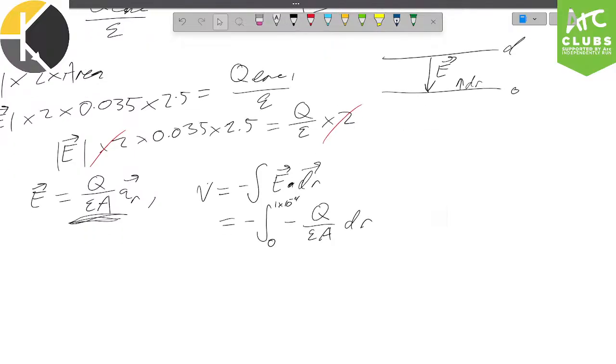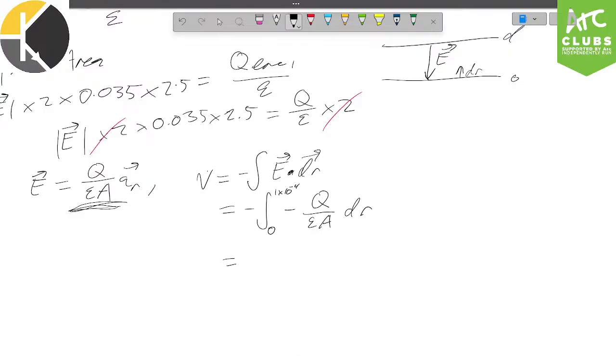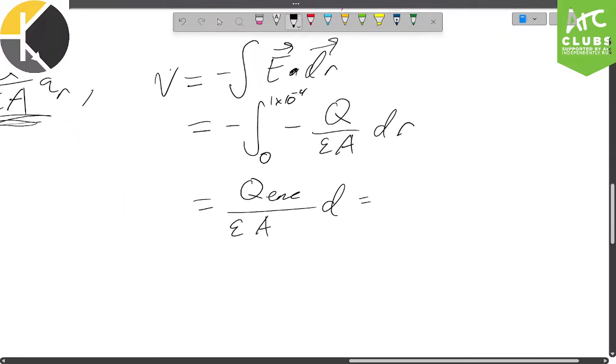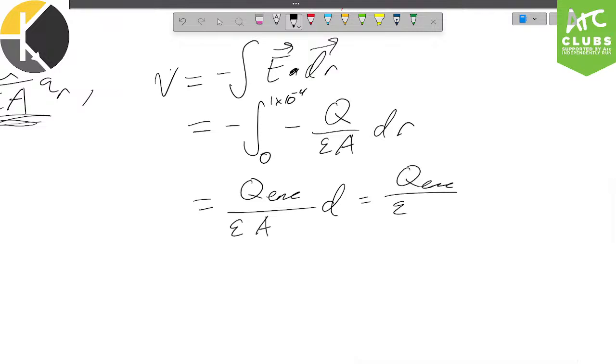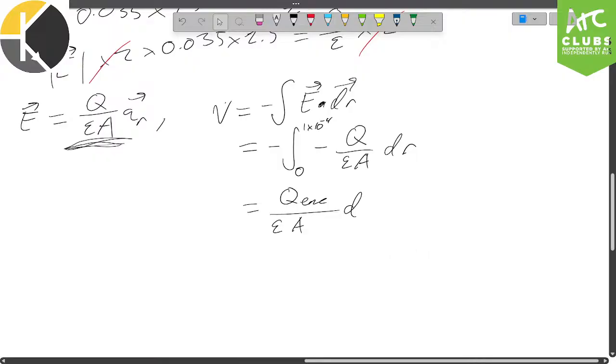This supplies me with a double negative, and I'm just integrating over the length. And so typically what we get is Q enclosed over epsilon A times D. You can see these in your formula sheet. If anyone wants to calculate, I'll leave it as is because I don't have my calculator on hand.